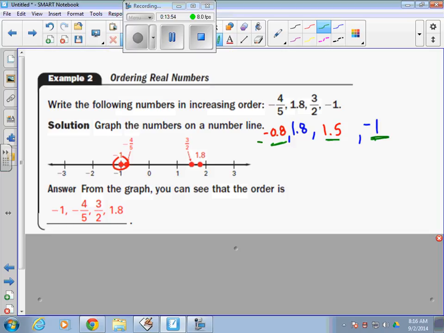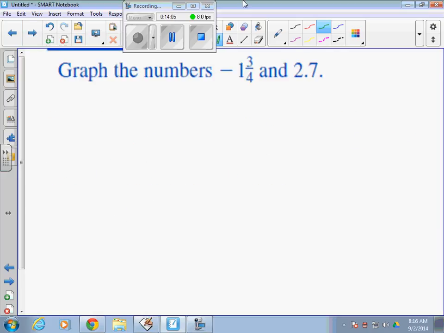If you do convert the numbers like this, though, at the end of the problem, when it's time to put them back in order, write them in their original form. Don't leave them in your converted form. Okay, take about 20 seconds to do this one.